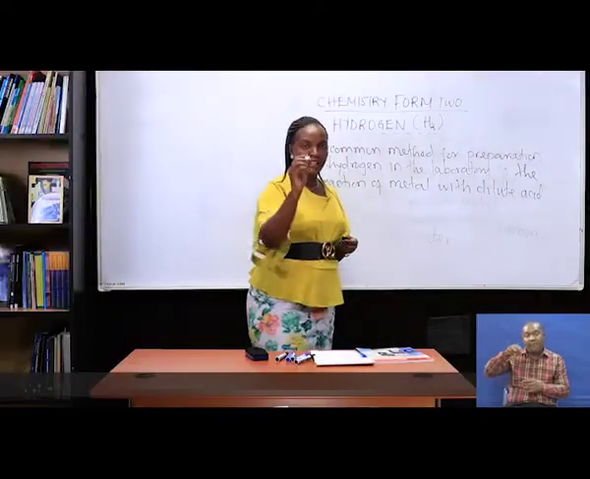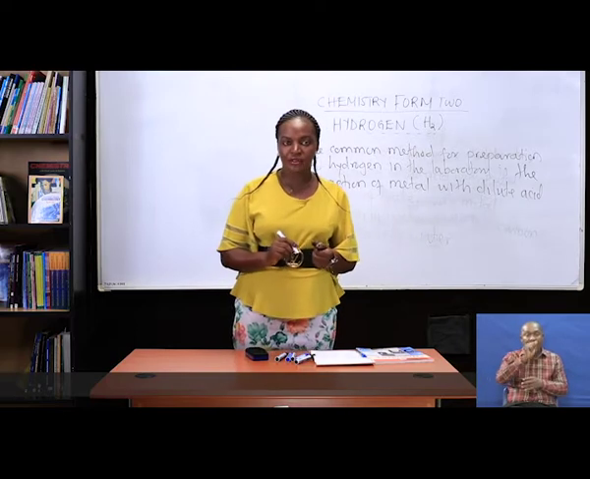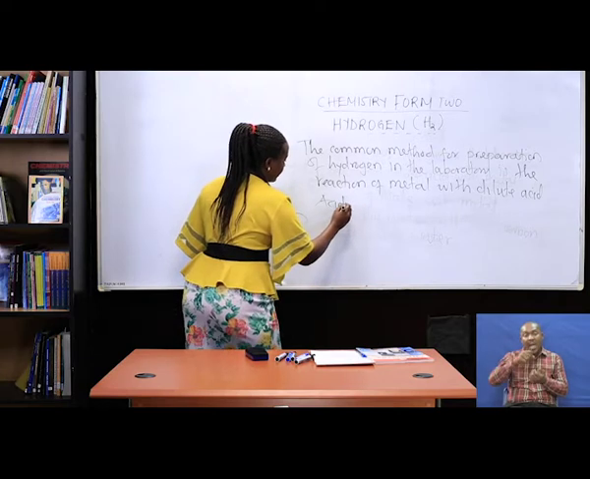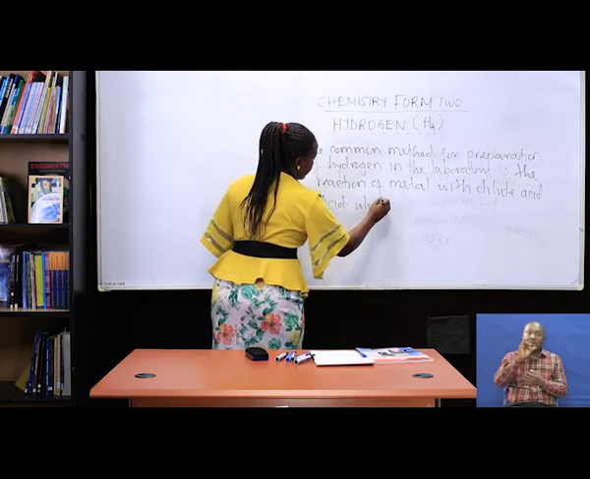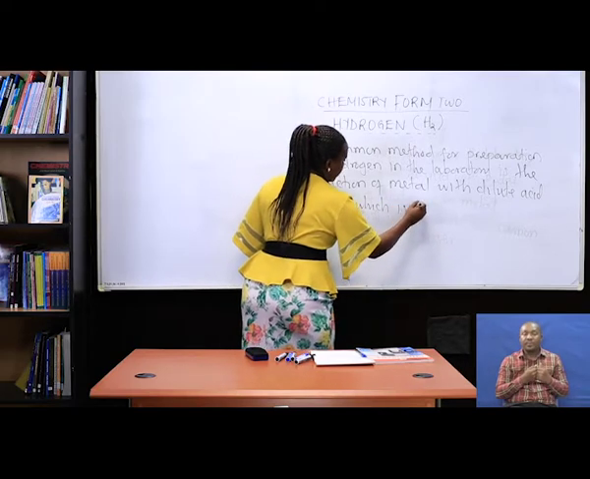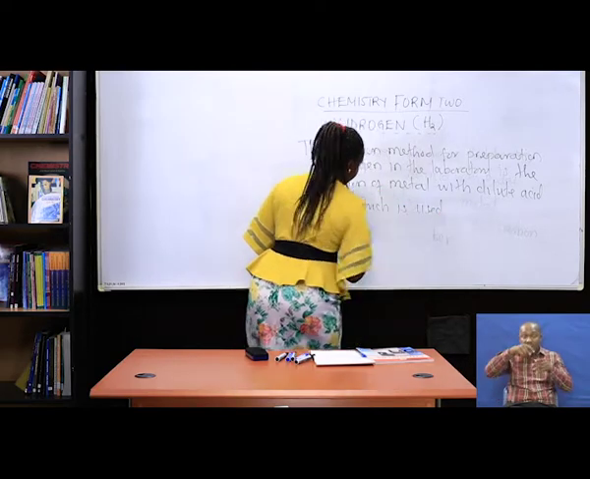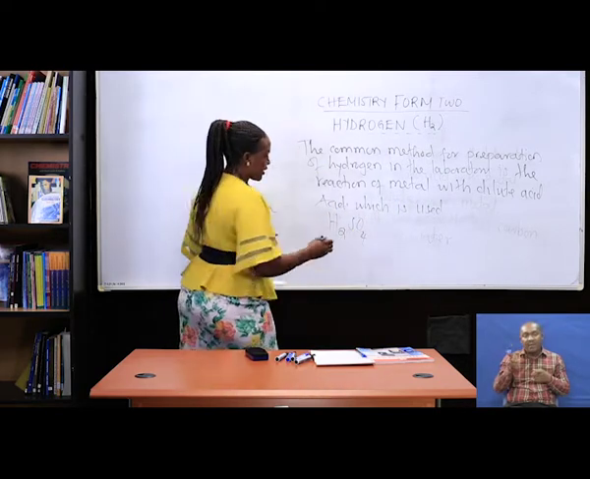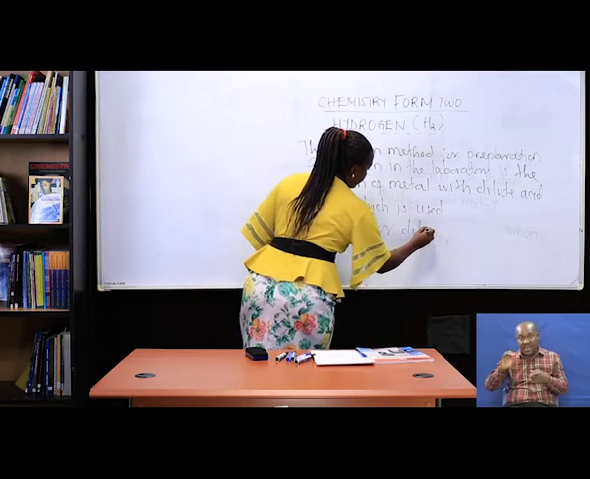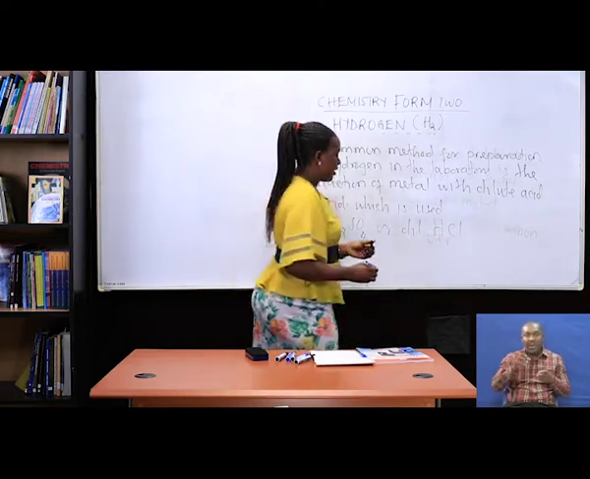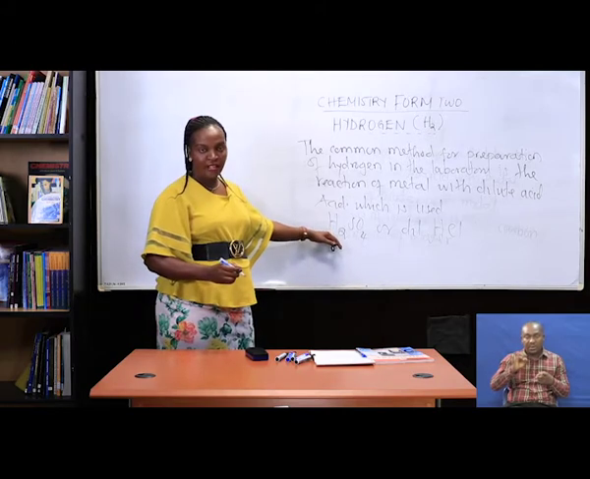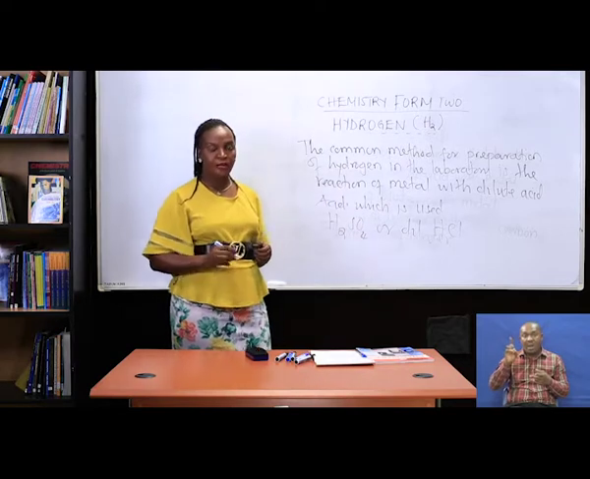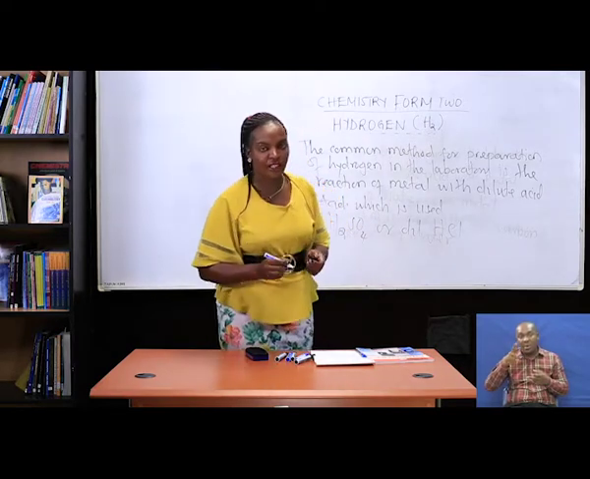And what are those acids we are using to prepare hydrogen in the laboratory? The acid used is either dilute sulfuric acid or dilute hydrochloric acid. Any one of the two can be used to prepare hydrogen in the laboratory.